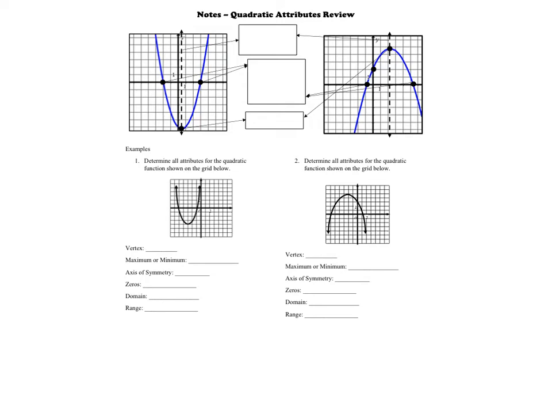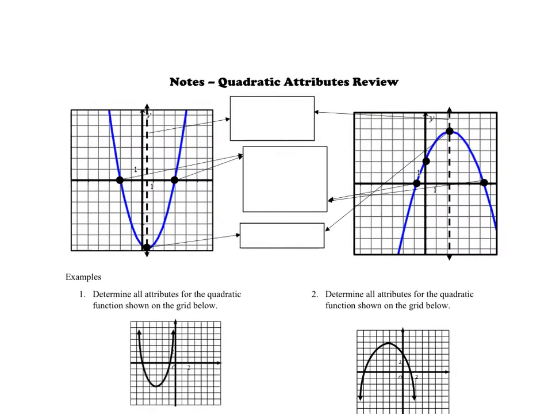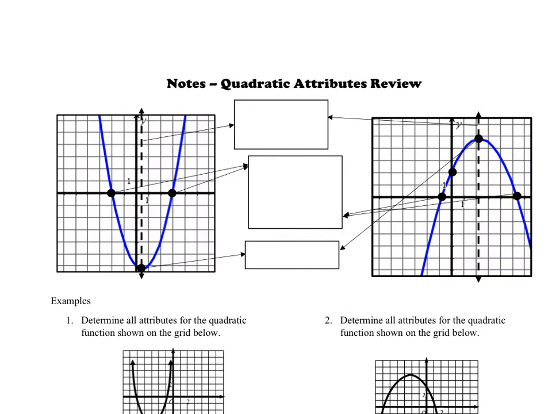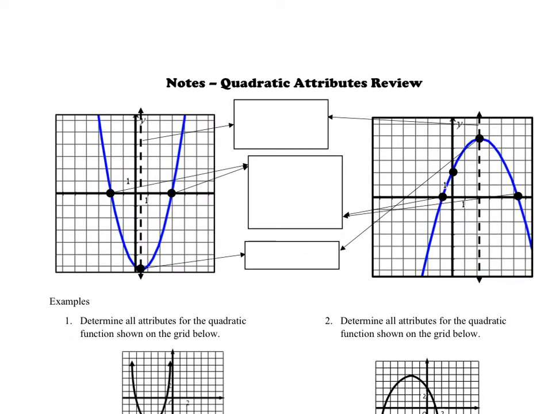Okay, hey guys, we're gonna do a review over quadratic attributes. So we started this before we went on spring break. So remember that this point here at the bottom or the top of your graph is called the vertex, and we write it as h comma k because it's a special point.